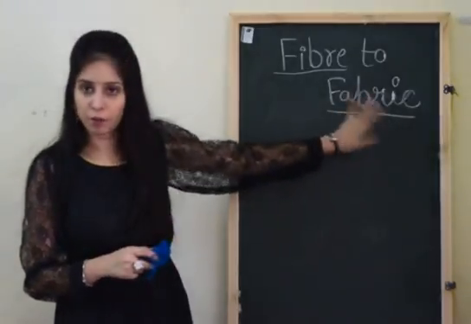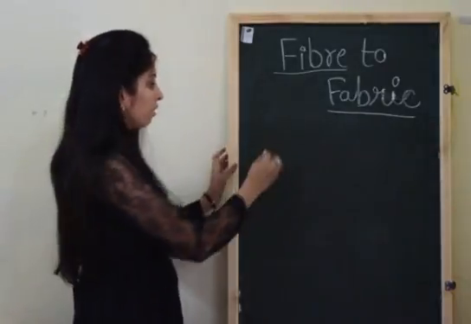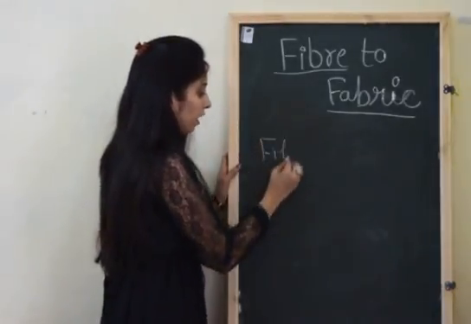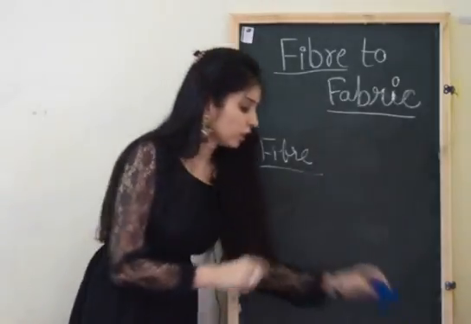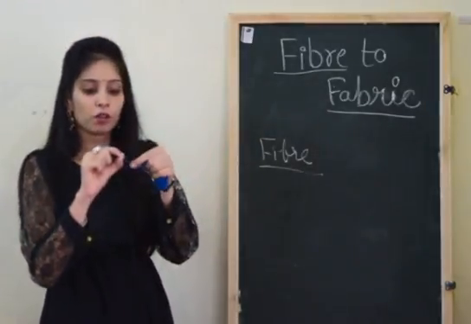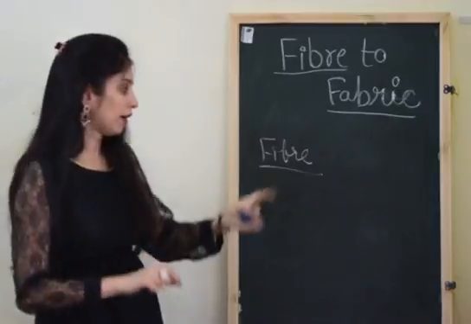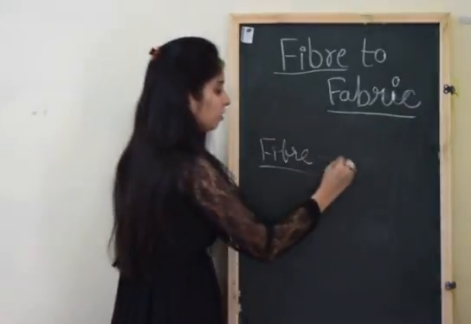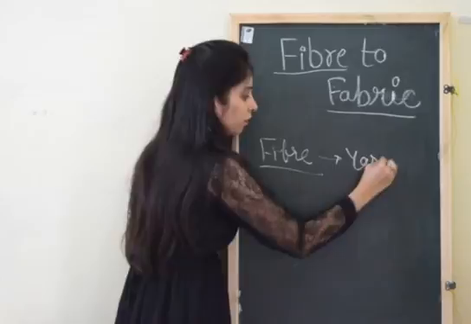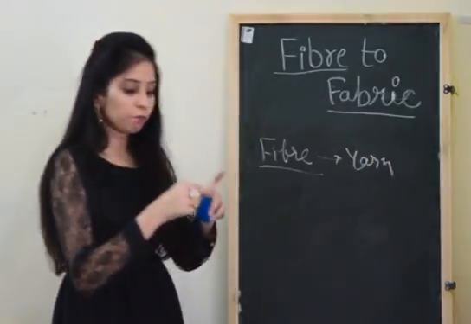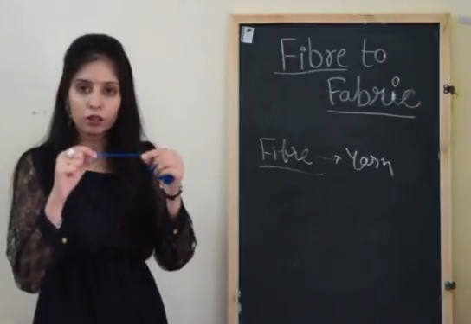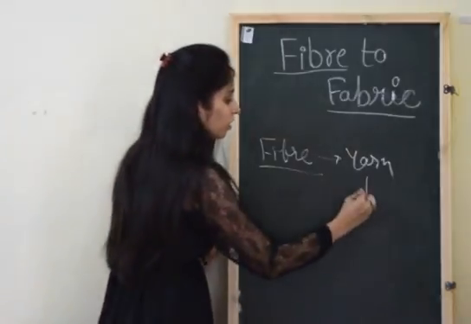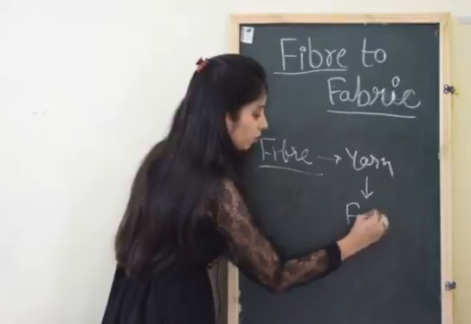So in the simplest form, first there is the formation of the fiber, the thin thread-like structure, the smallest unit of the fabric. Then there is the form of yarn, when various small fibers make a yarn, and then this yarn is converted into fabric.